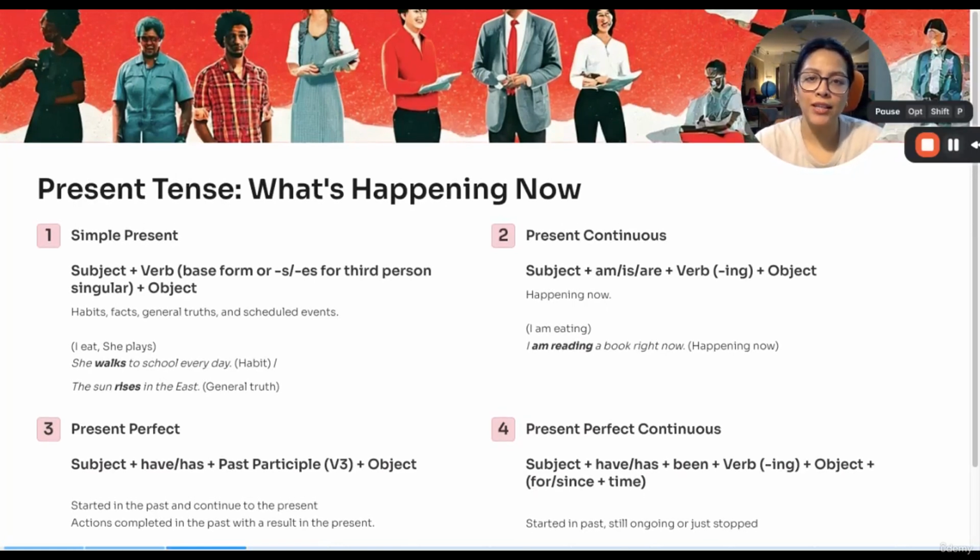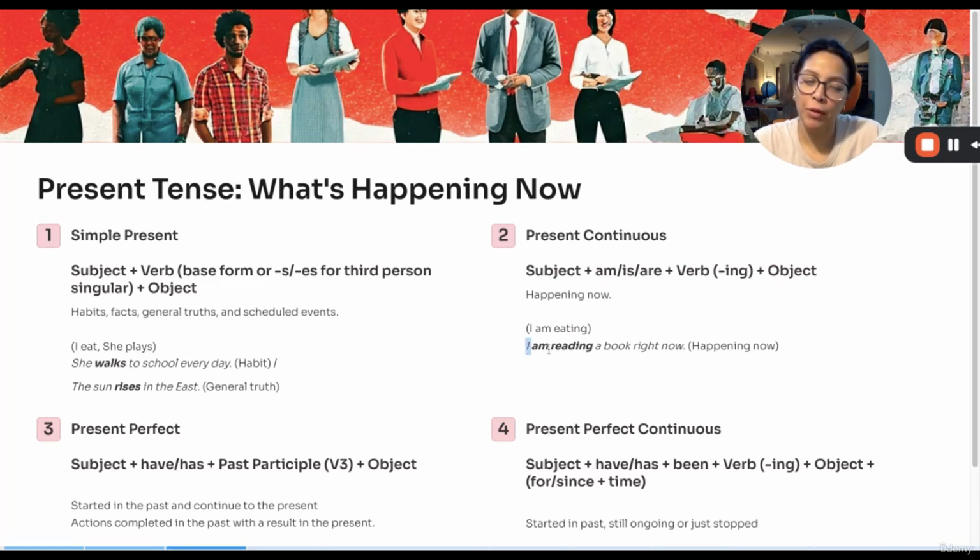Next is present continuous. Present continuous, as the name suggests, is something which is continuing at present. Like, I am eating, I am reading, I am dancing. That means I am doing something. It is in continuation. The action is happening right now. And what would be the formula for this? The formula would be subject plus am/is/are depending on your subject, plus verb and add ing to it if you want to show this continuation, and an object. So I am reading a book right now.